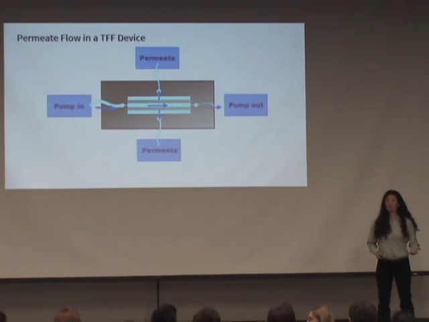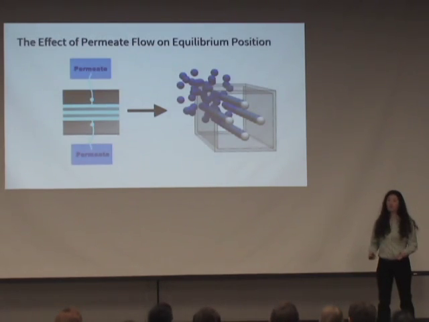Whereas in the straight channel, the only thing that you can vary is the flow rate in. With the TFF, you can vary both the flow rate in and the flow rate out because the permeate makes up the difference between the two. So I'm interested in figuring out how varying the permeate affects where the equilibrium positions are, and how this effect is dependent on particle size.